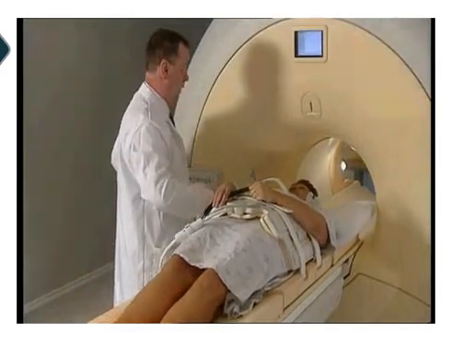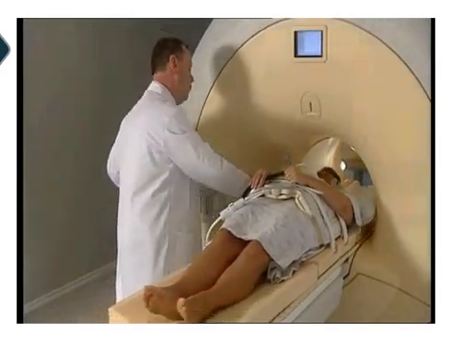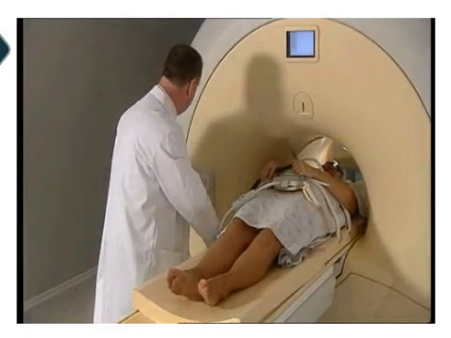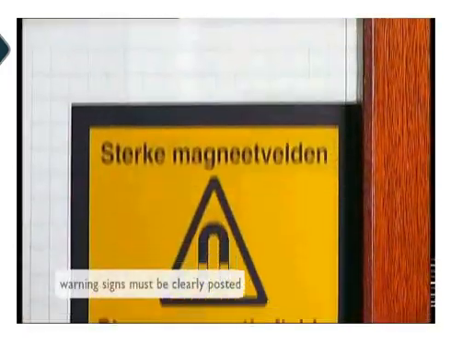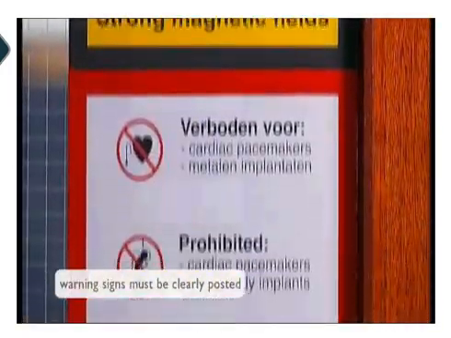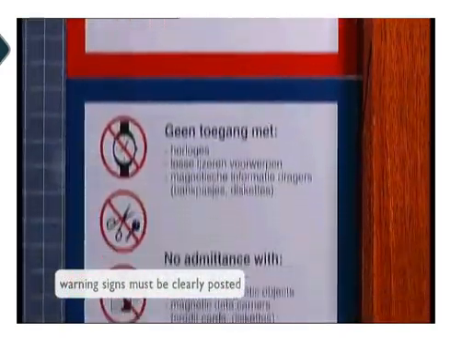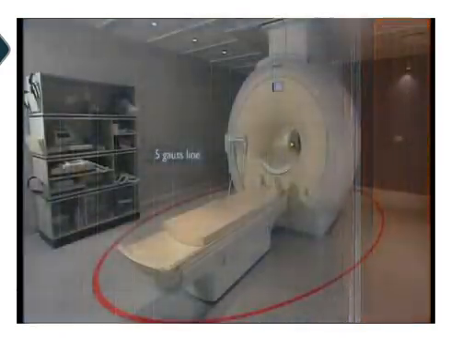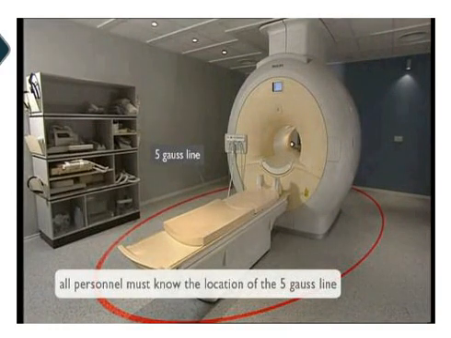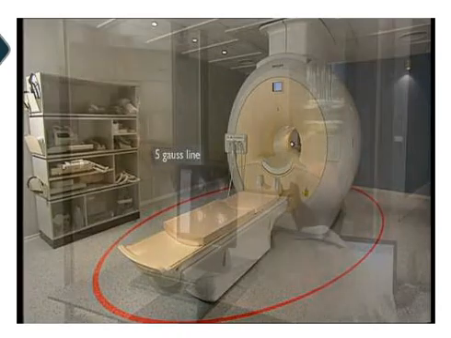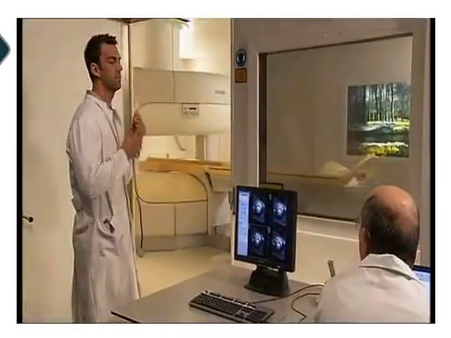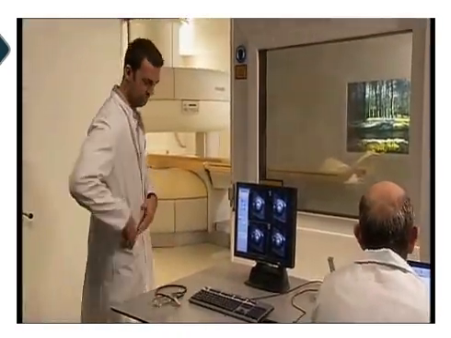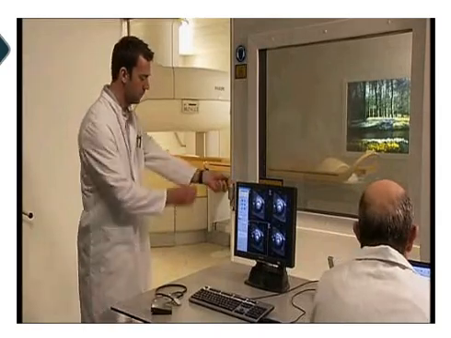Preventing potential hazards. To keep your MR suite safe, follow these simple precautions. Post warning signs to alert everyone about to enter the restricted area of the MR suite. All personnel must know the location of the 5 Gauss line. Screen everyone who enters the MR suite and make sure they follow the MR safety guidelines for their own safety and the safety of others.